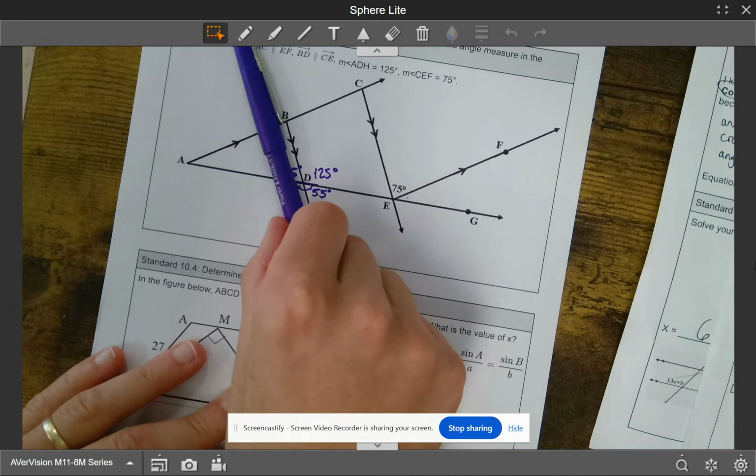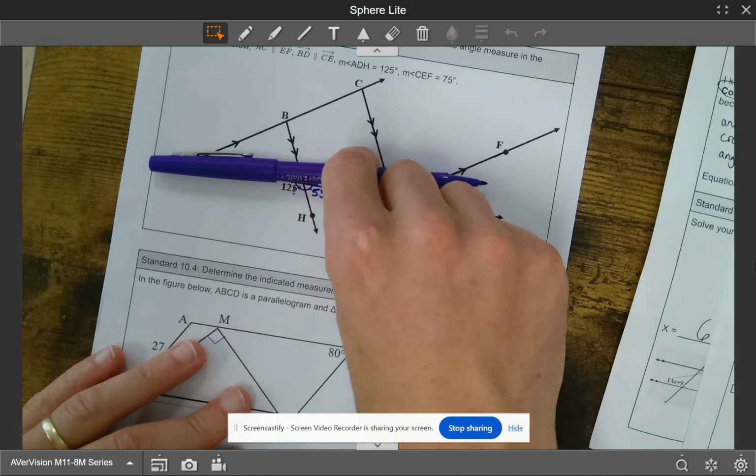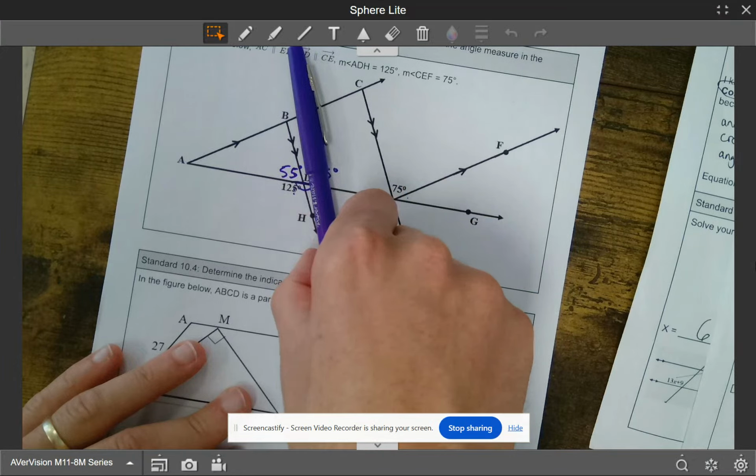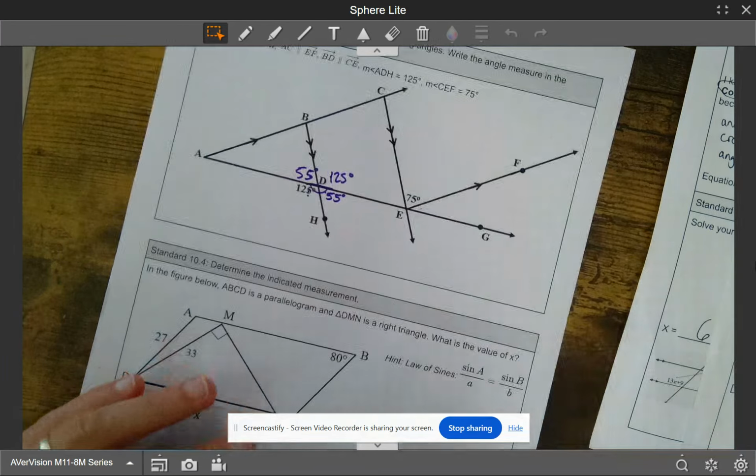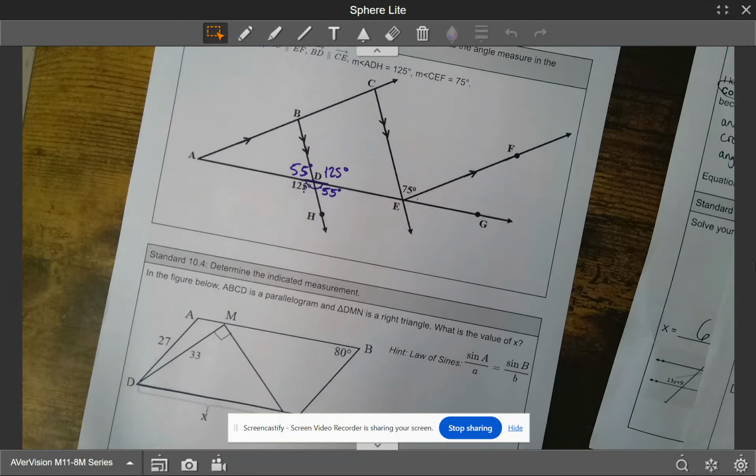Do these two equal 180? Yes. Do those two equal 180? Yes. Then you know you're good. Okay, next step. How do we keep going?